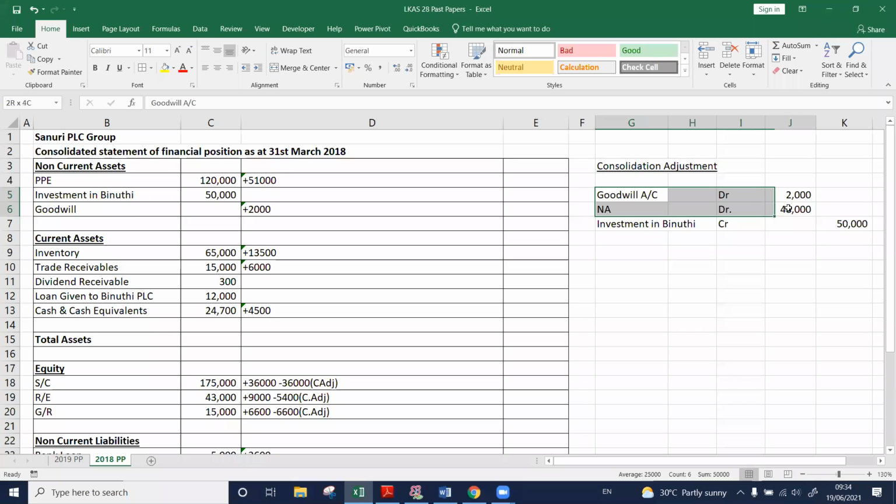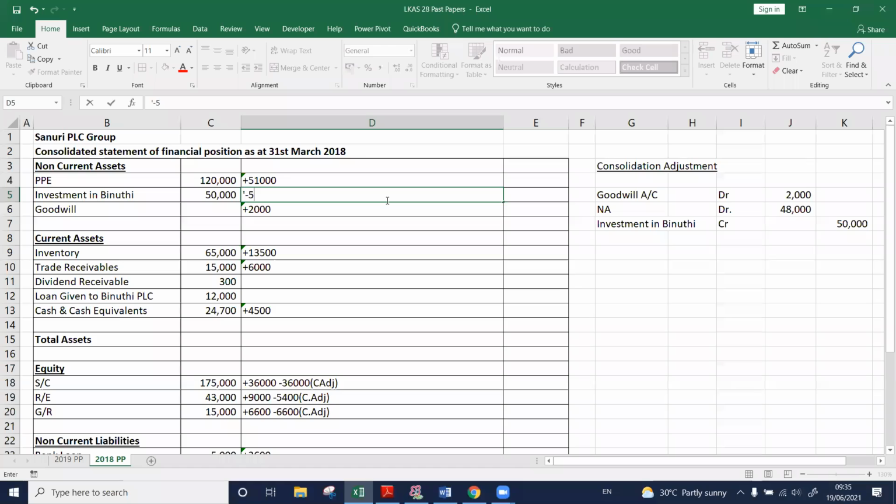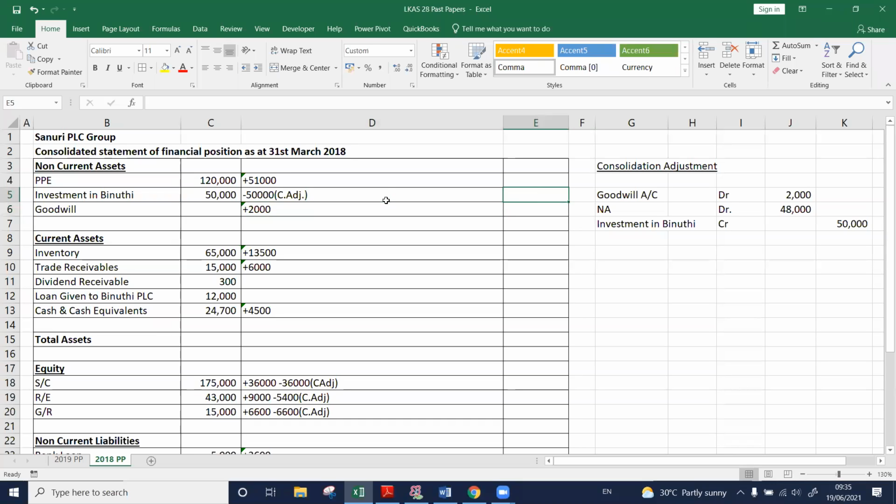Both these entries we have brought into the books. Now this one, investment in Binuti, we need to credit by 50,000. Does credit add to it or reduce it? This is an asset, so it is a debit balance. If we need to credit, we need to deduct 50,000. Consolidation adjustment. Now you can see the investment in Binuti balance will be nil. So in the consolidated statement of financial position, the investment in Binuti balance is 0. So this is the consolidation adjustment.